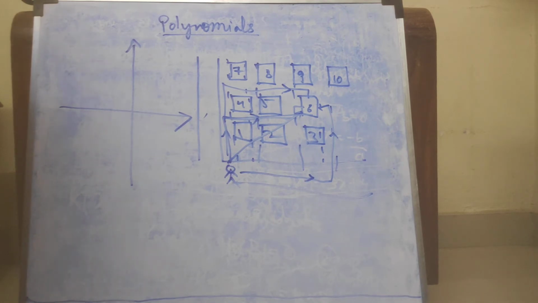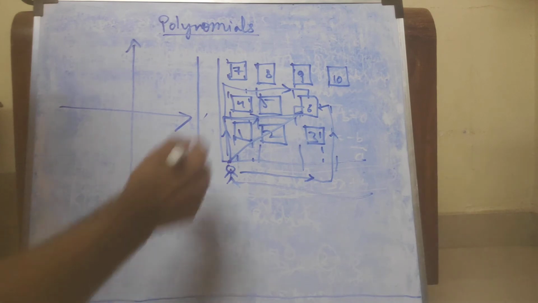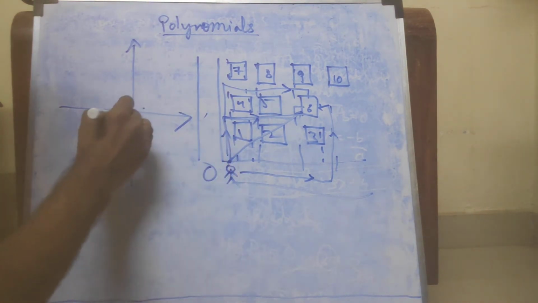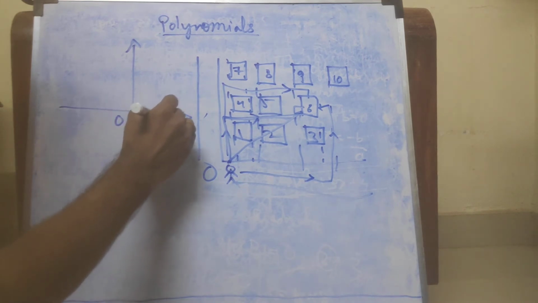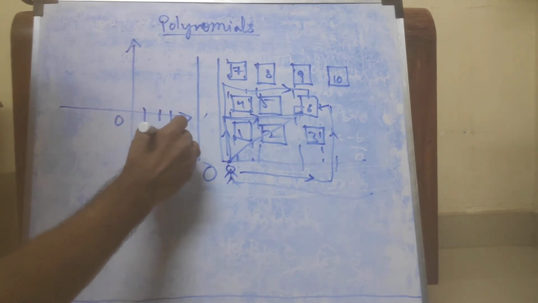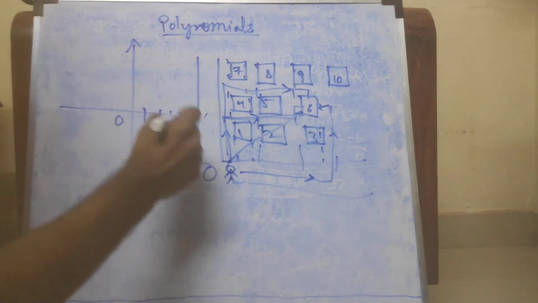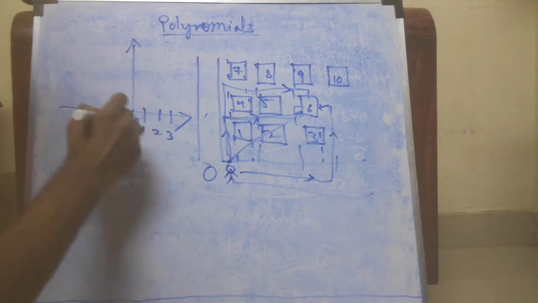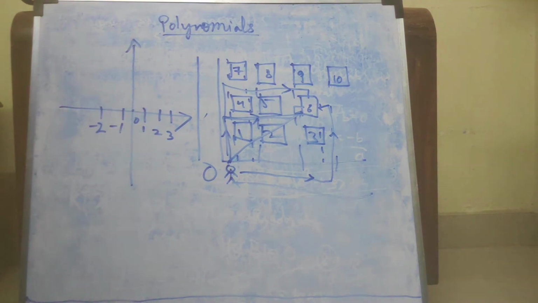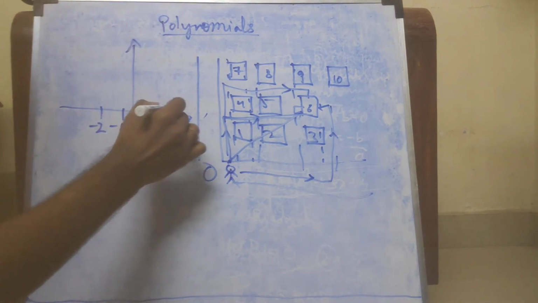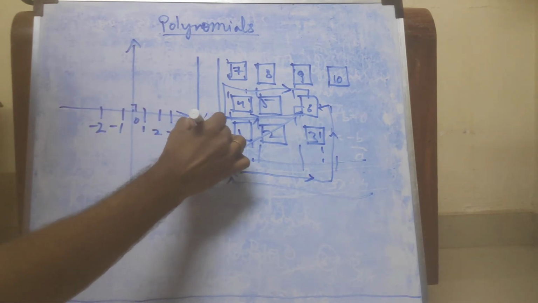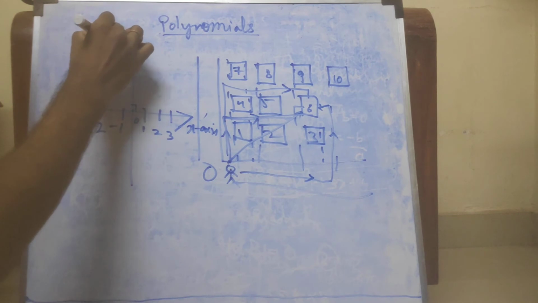In this application, we need graphs because I can assume that there is a coordinate system, and this is the origin. I will start here, 1, 2, 3, 1, 2, 3. This is a number line, as you know. This is origin or 0, and this is -1, -2. Also there is one more axis which is perpendicular to this. This is called the x-axis, and this is called the y-axis.